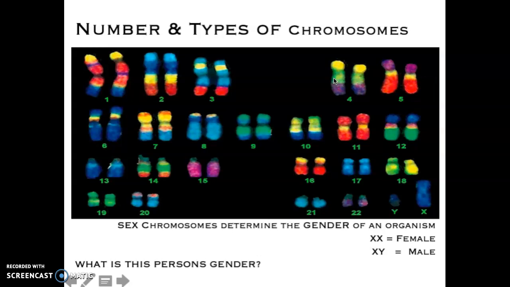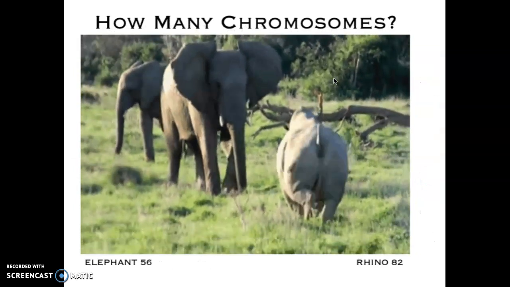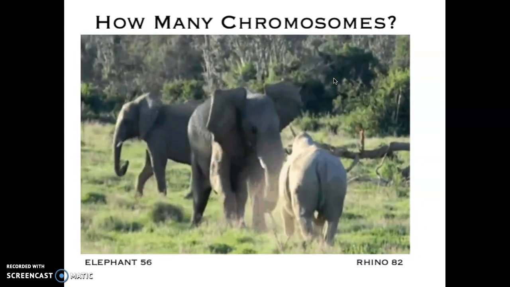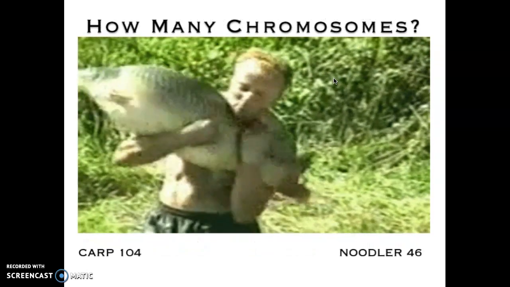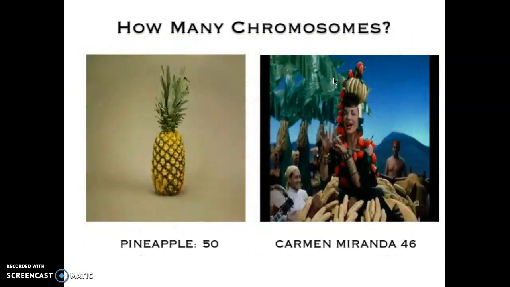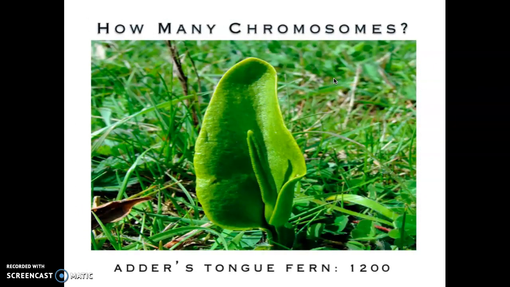Now, in the bio department, we got a little silly because we wanted to emphasize a point about numbers of chromosomes in organisms. But this is kind of important. If you look, an elephant has 56, a rhinoceros 82. Look at that carp there, 104 chromosomes. A pineapple, 50. As far as we know, I think this organism has the most chromosomes out of all living things on Earth. The adder's tongue fern has 1,200 chromosomes.